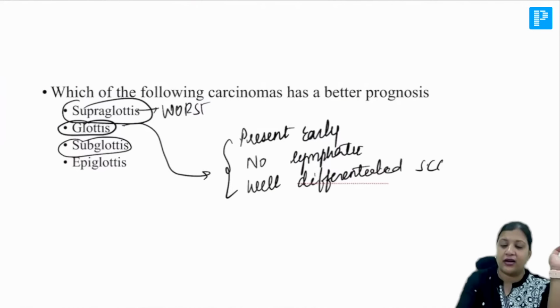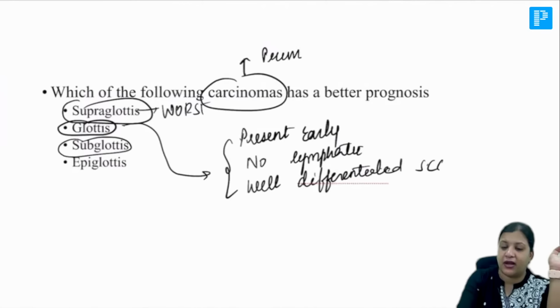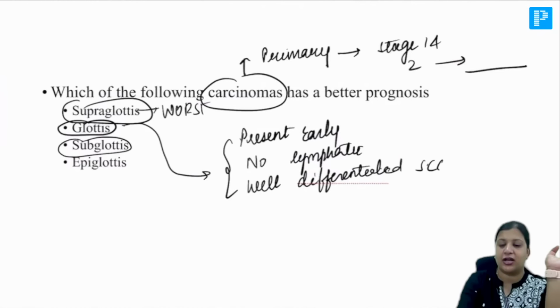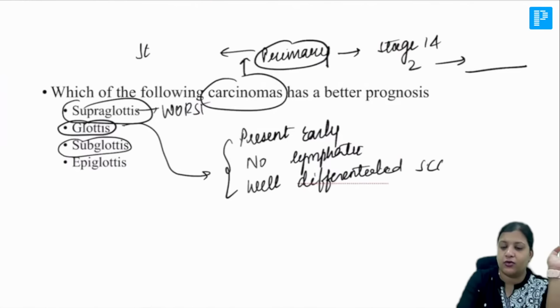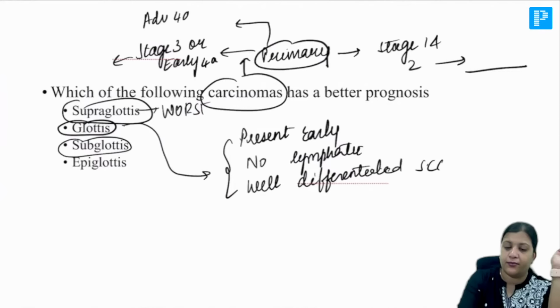Now, just to understand the treatment of laryngeal cancers, any patient who has primary or first time cancer of the larynx presenting to you in stage 1 and stage 2, what should your treatment be? Write your answer in the chat box. Any patient with primary carcinoma of the larynx presenting with stage 3 or early 4A, what will be your treatment? Presenting with advanced 4A or 4B, what will be your treatment?